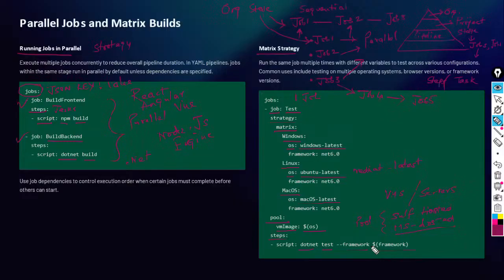This is the variable and the extrapolation of this variable with a $ sign. Framework is the variable. So .NET 6.0, that is the framework that we are using. And you are going to do the test on the image or the VM image, virtual machine image, which is a Microsoft hosted server. Any question?